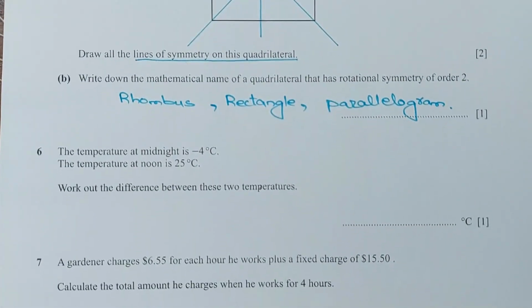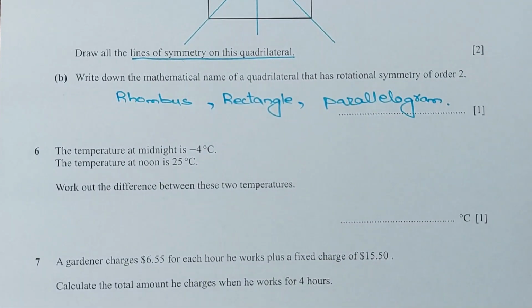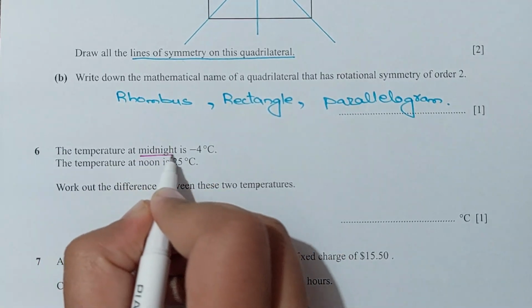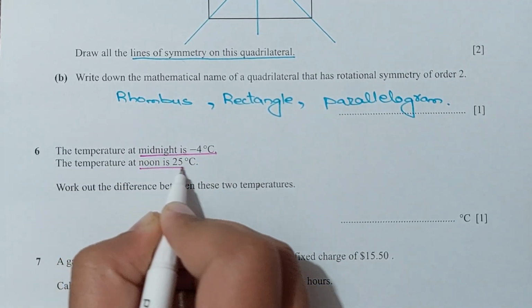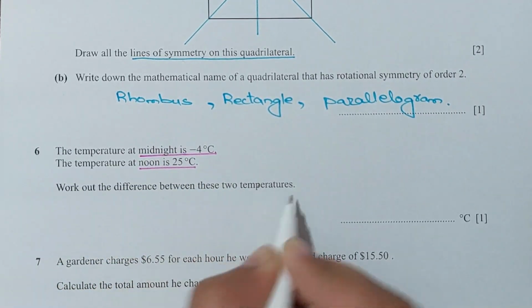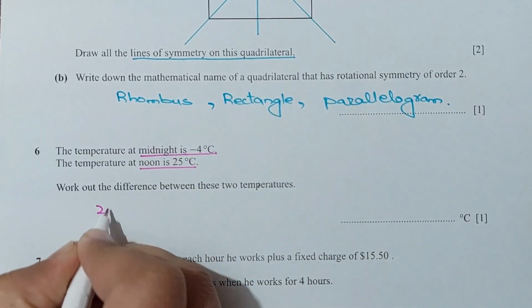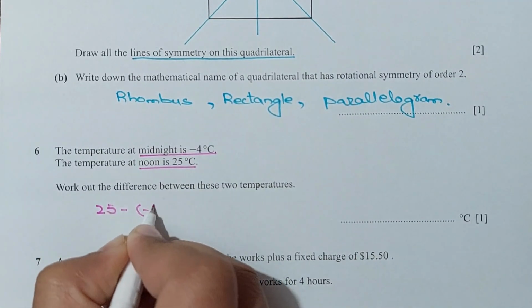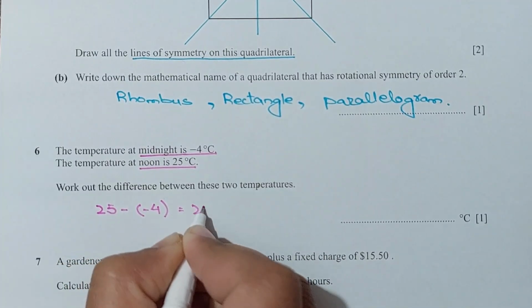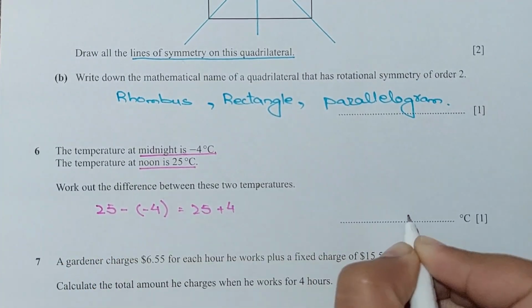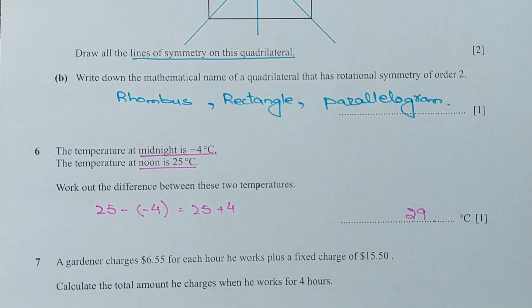Question number 6. The temperature at midnight is negative 4 degrees Celsius. The temperature at noon is 25. Work out the difference between the two temperatures. Difference between the noon temperature and the midnight temperature, which is 25 plus 4. This is 29 degrees Celsius.